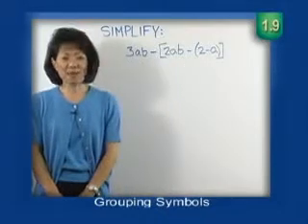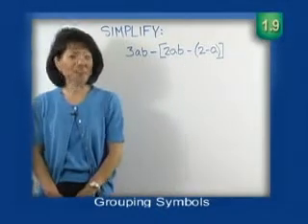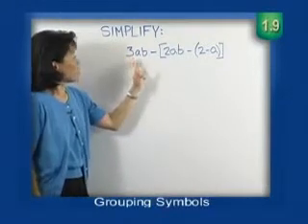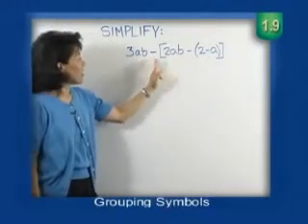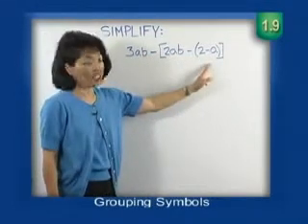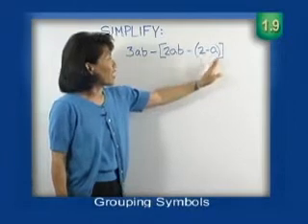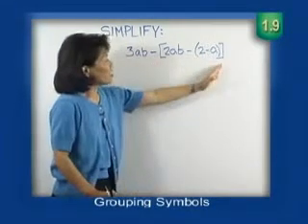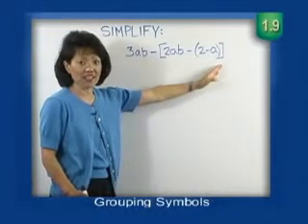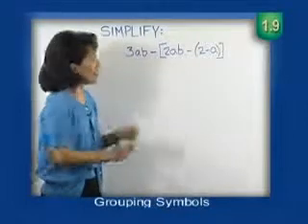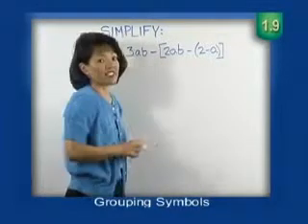Let's try another problem involving these grouping symbols. Let's look at this next expression. We're going to simplify 3ab minus bracket 2ab minus parentheses 2 minus a parenthesis bracket. Now because we're using these different grouping symbols, again, we can identify which two make a pair. Obviously the parentheses is one set and the brackets make up our second set.